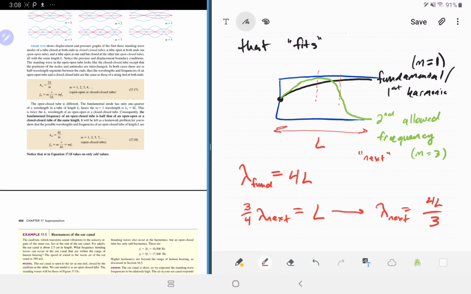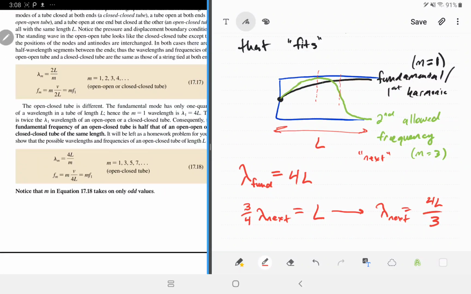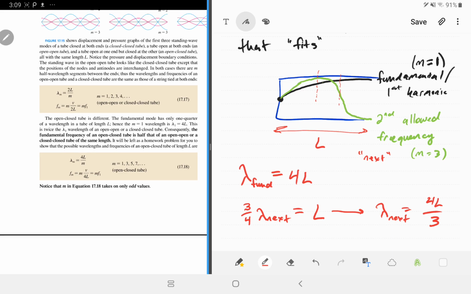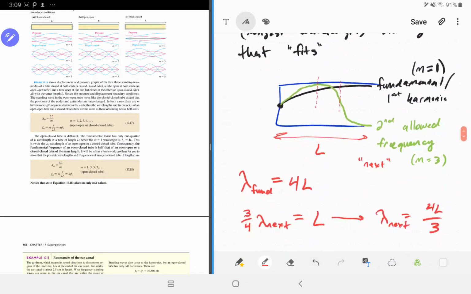So if you look at this equation for open-closed tube, you can see how these agree. See that lambda m is 4L over m. If I plug in m equals 1 and m equals 3, I can get those two facts for the two different lambdas. But it really wasn't hard just to draw them, right? And you might have to draw it anyway. A problem might explicitly ask you to draw the standing waves, so you need to know how to do this anyway.